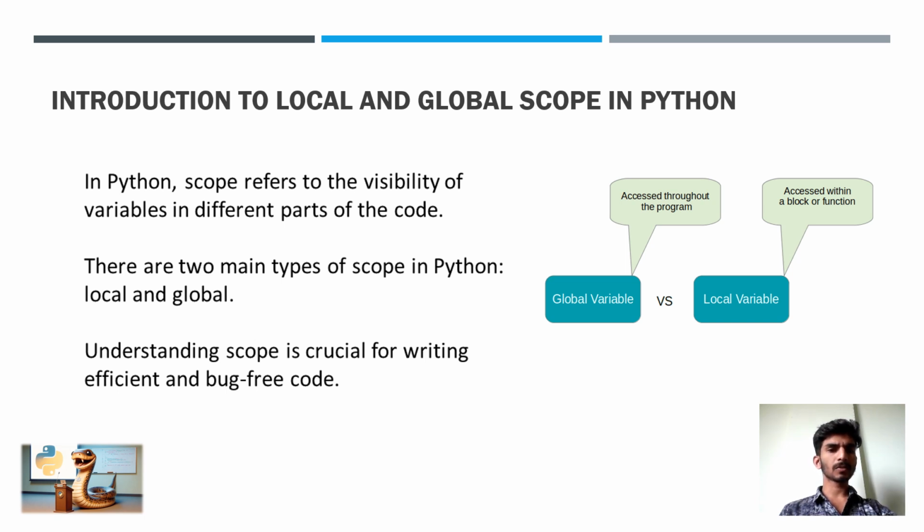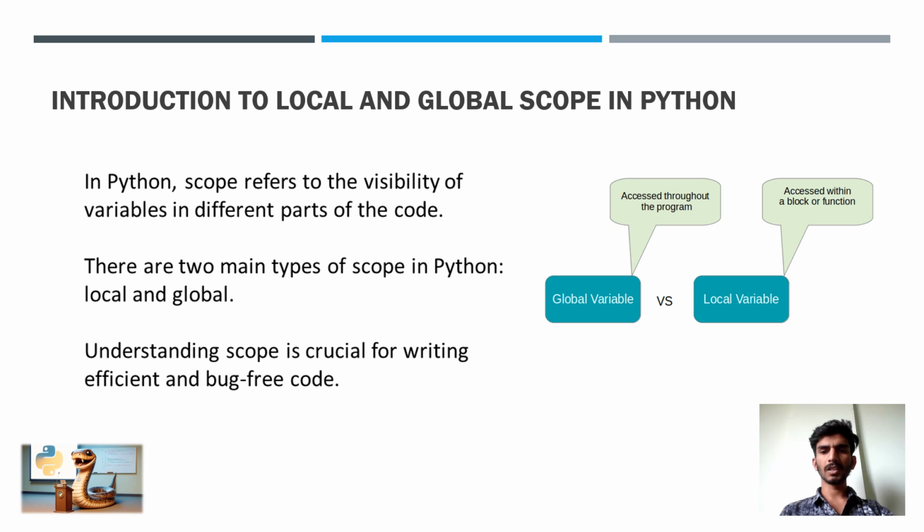In Python, scope refers to the visibility of variables in different parts of the code. There are two main types of scope in Python, local and global. Understanding scope is crucial for writing efficient and bug-free code.